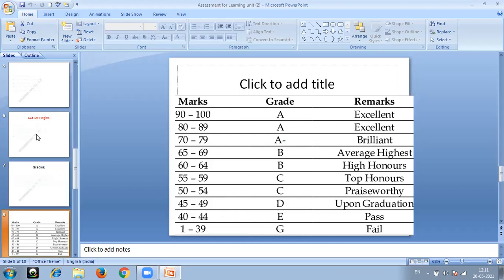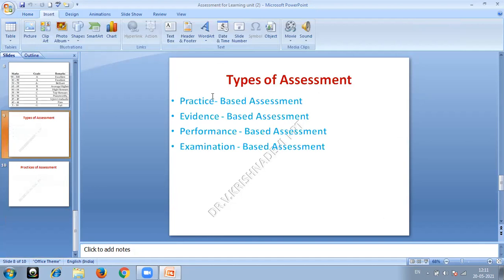And the next one is types of assessment: practice-based assessment, evidence-based assessment, performance-based assessment, and examination-based assessment. Practice-based assessment is nothing but a dialogue between the teacher and student, feedback through marking, peer and self-assessment, and formative use of summative assessment. That is practice-based. What are the practices to be based on? That assessment is called practice-based assessment.